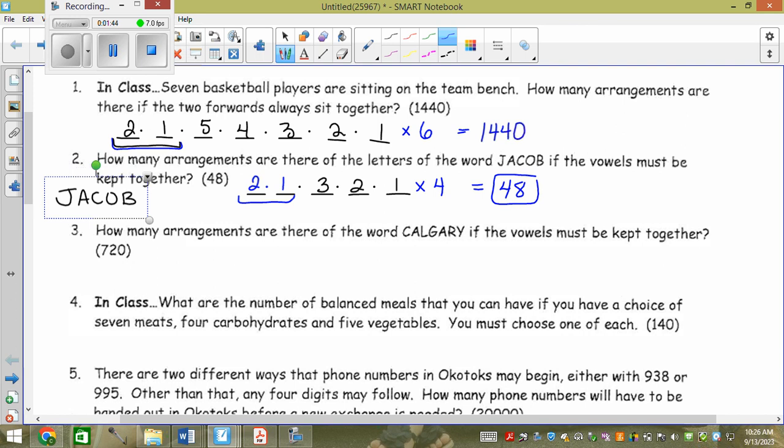Now here it says, how many arrangements are there of the word Calgary if the vowels must be kept together? So C-A-L-G-A-R-Y. When you get to words, there are a few things you have to look for. You have to look for if there's doubling or tripling of letters. You also have to look for if they're arranging all of the letters, or 4 of the letters, or 5 of the letters, because sometimes you guys get in a pattern of you've seen enough questions that you don't read the whole thing, and you just assume you know what I'm asking, and you'll find all the letters, and it'll have actually asked for 4 of the letters.